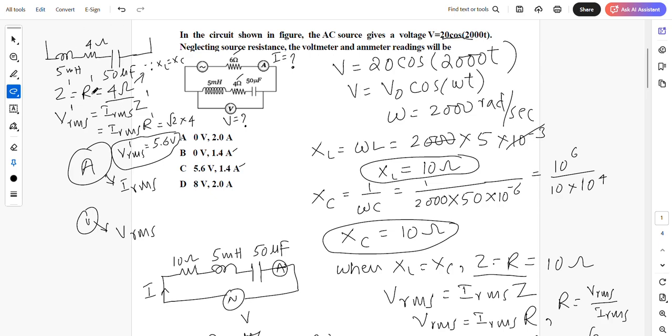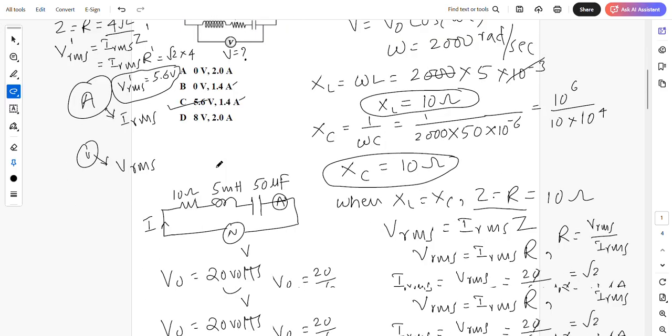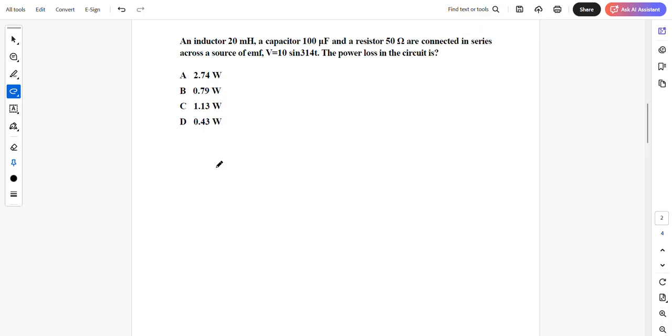And the same current is flowing here. IRMS is the same. Therefore, V dash RMS is equal to IRMS into Z dash, which I have taken. V dash RMS is equal to 5.6 volts. Hope you understood. This is the right answer: 5.6 volts and 1.4 amperes. Let us see the next sum.